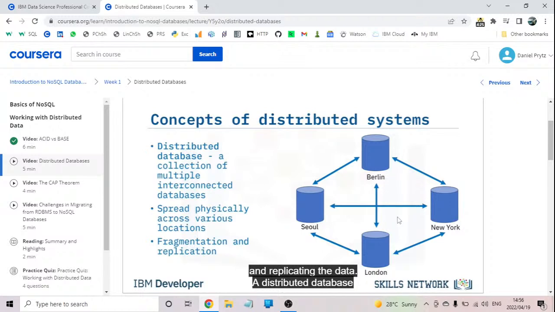Okay, so we have many databases at different locations interacting with one another. Alright, that sounds good, right, guys? Okay, what is the next one? Spread physically across various locations. Servers are spread physically across various locations.